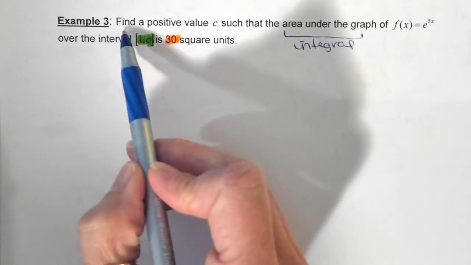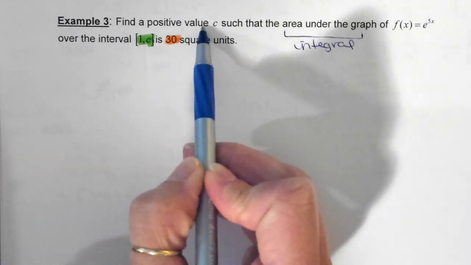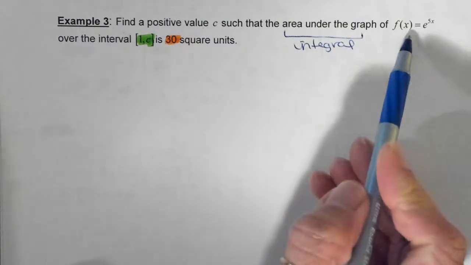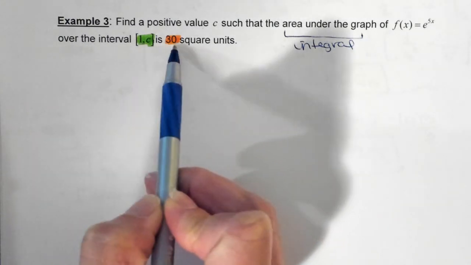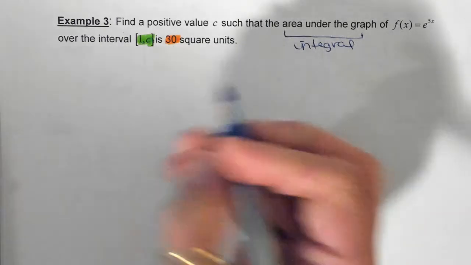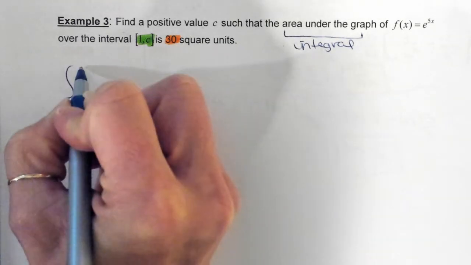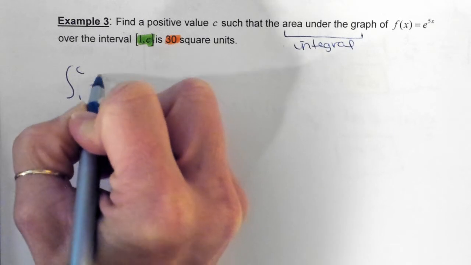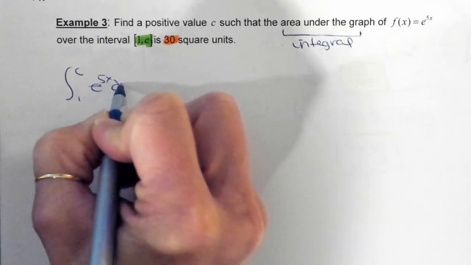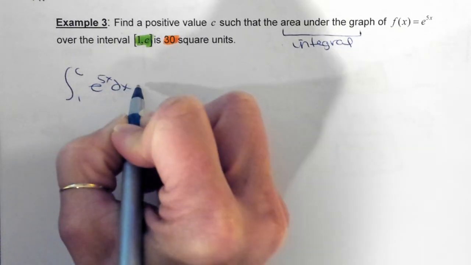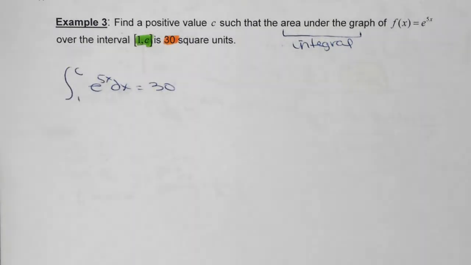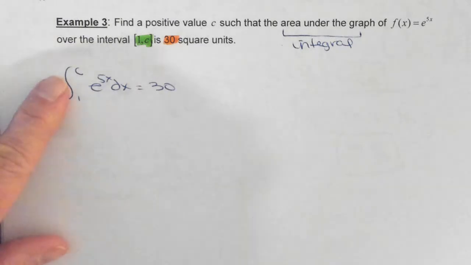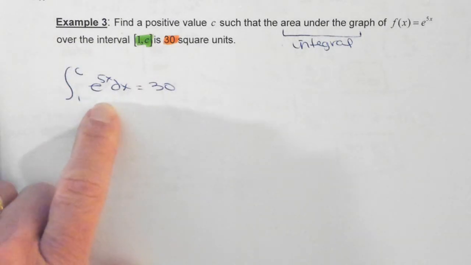So find a positive value C such that the integral of this function over this given interval, meaning my bounds, is equal to 30. So this is my setup. We're going to integrate from 1 to C of e to the 5x dx, okay, and this is going to be equal to 30. Before I can put this into my calculator to let it do anything, I need to make a few adjustments here.